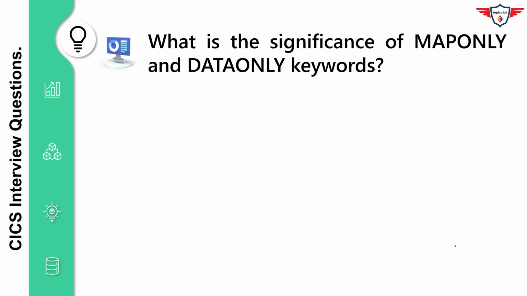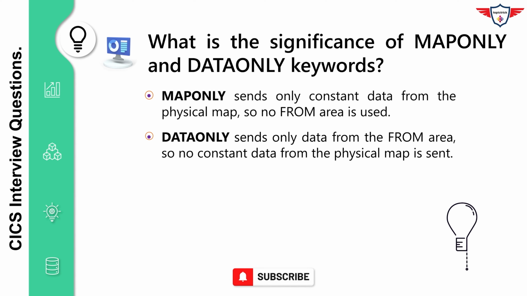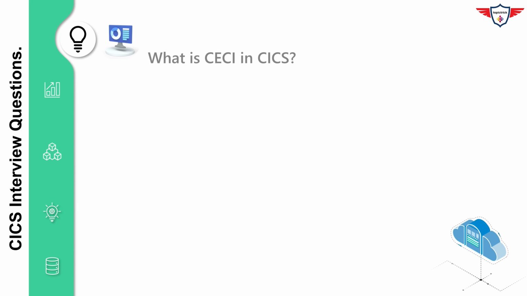What is the significance of the MAPONLY and DATAONLY options? In the SEND MAP command, the MAPONLY option sends only constant data from the physical map, so you don't have to code the FROM option. In the second case, only the data in the symbolic map is sent. The DATAONLY option sends only data from the FROM area, so no constant data from the physical map is sent. Remember, if neither option is specified, both the constant data in the physical map and the data in the FROM area are sent. What is the CECI in CICS?